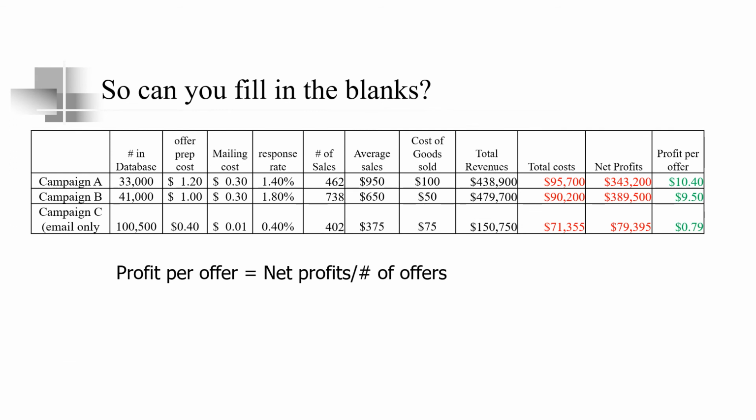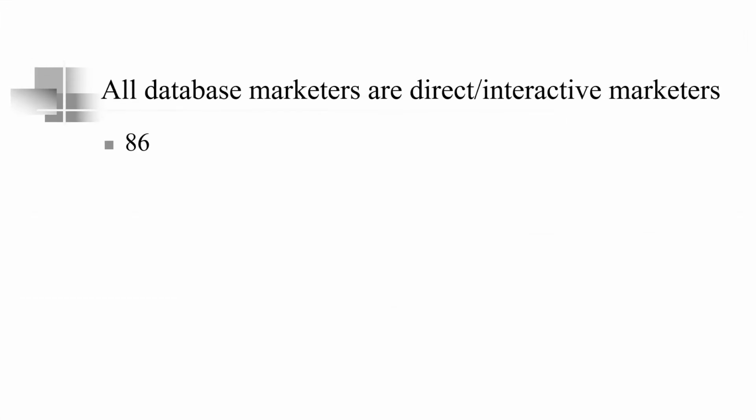All right, there we go. Okay, so the offers in campaign A and B, every offer I sent out netted me around $10. For the email piece, it was only 79 cents per offer, even though the offers cost less. So at the end of the day, all database marketers are direct and interactive marketers, and they all need to be able to calculate the response rates and the profitability of each campaign. And lots of direct marketers are hiring people to do just that sort of analysis.